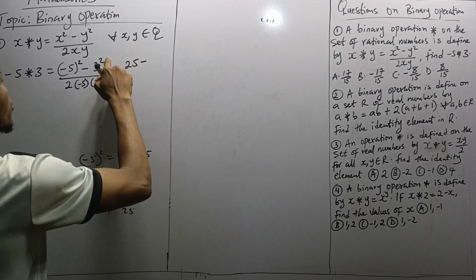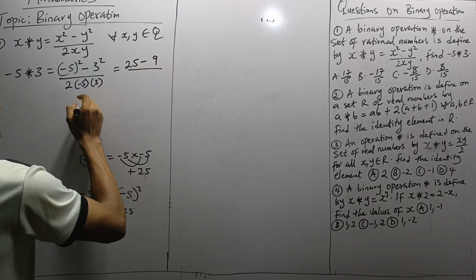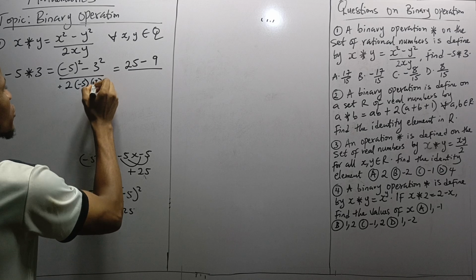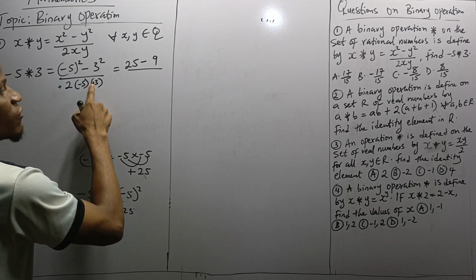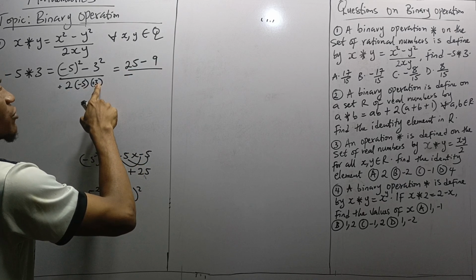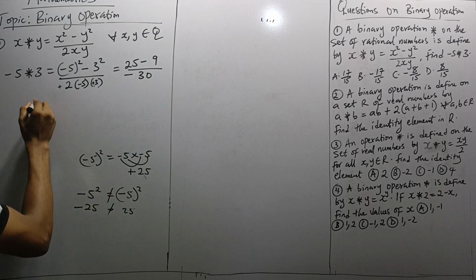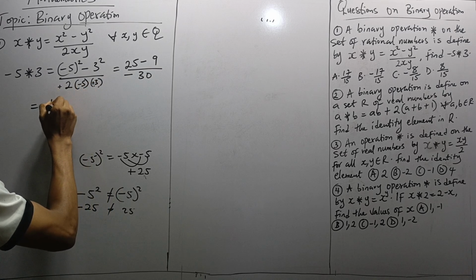Then 3 squared is 3 times 3, which is 9. This is positive. Positive times negative is negative. Negative times another positive is another negative. 2 times 5 is 10. 10 times 3 is 30. So in the end, this will be equal to 25 minus 9, which is 16, divided by -30.